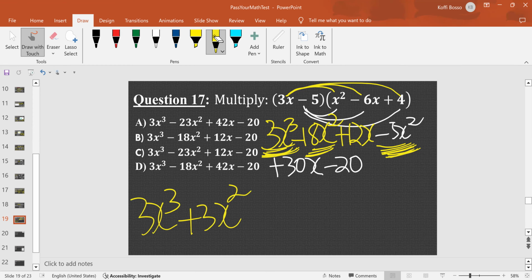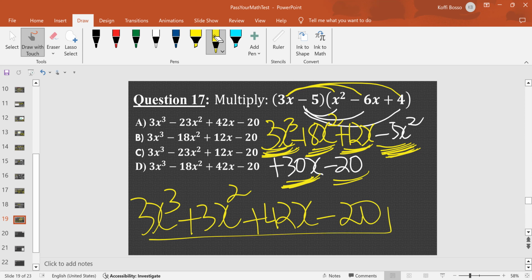After that, we take 12x and the 30x. You combine, you get 42x. After that, we only have negative 20 left. Okay, so this is the solution. If we take all the 4 choices, the correct choice is A.